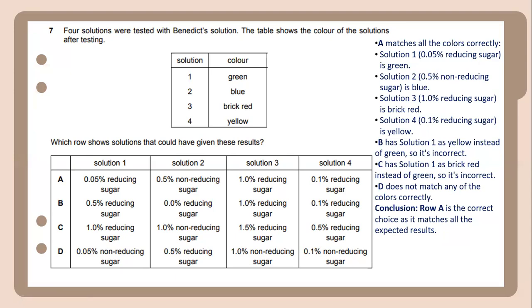B has solution 1 as yellow instead of green, so it is incorrect. C has solution 1 as brick red instead of green, so it is incorrect. And D does not match any of the colors correctly. So as a conclusion, row A, or answer A, is the correct choice and it matches all the expected results.